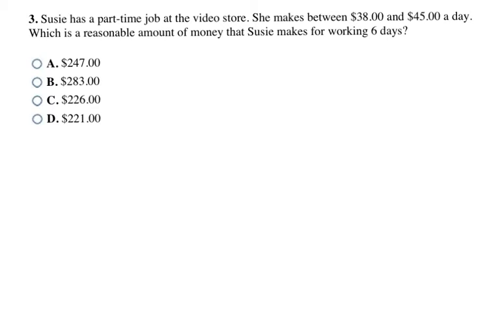So I'm going to take my smaller number, 38 here, and I'm going to multiply it times 6. Because I know that when I multiply 38 times 6, the amount she makes is going to have to be bigger than that. So here, 8 times 6 is 48. I write down the 8 and carry the 4. And then 3 times 6 is 18. Add the 4 is 22. So I know that my answer is going to have to be greater than $228.